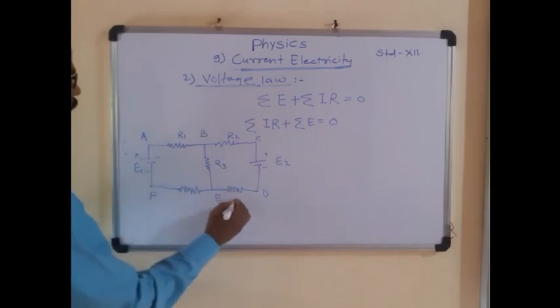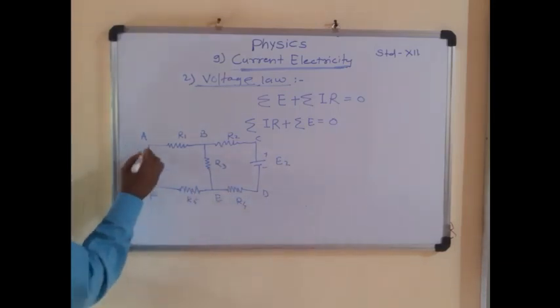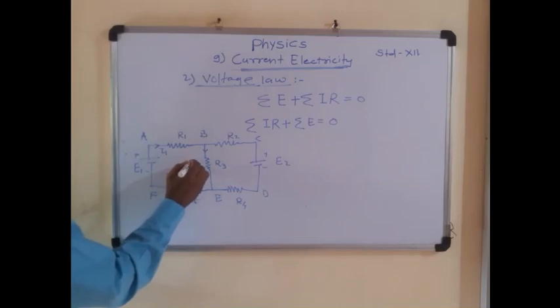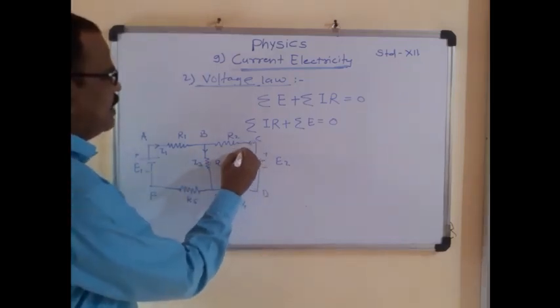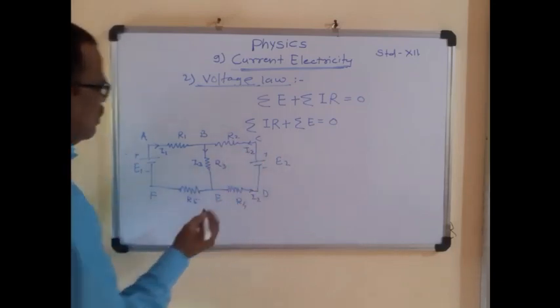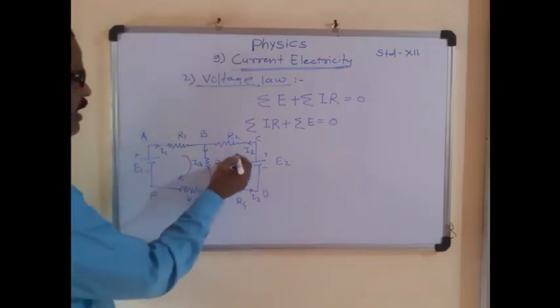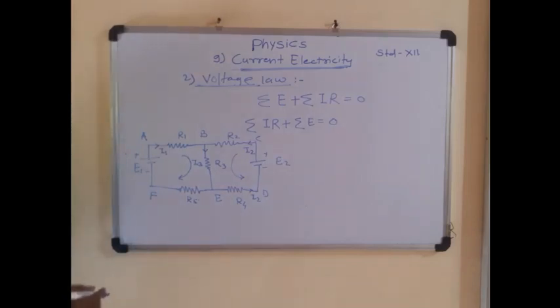R3, R4 and R5. The current flowing through the circuit is equal to I1. Here I3 means I1 plus I2. The current flowing through this resistance is equal to I2. The direction of conventional current is in this way. Direction of current in this circuit is in this way.